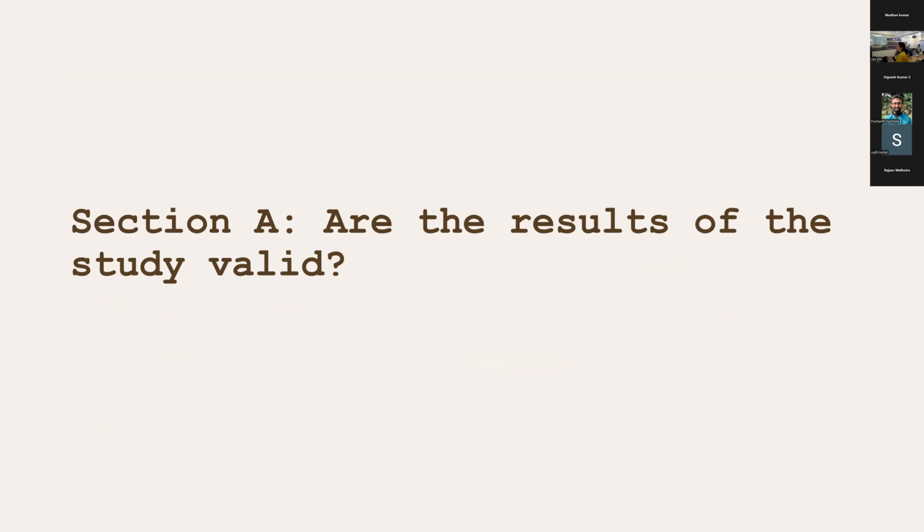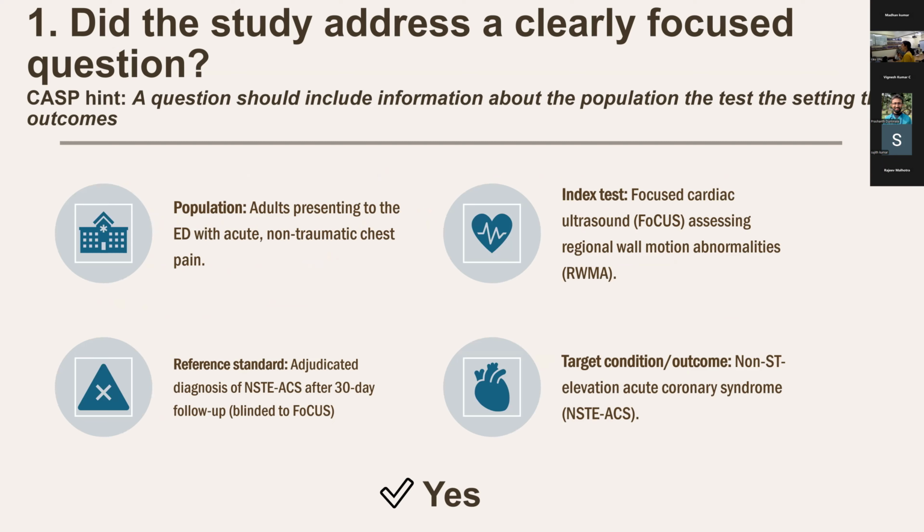So now when we go through the CASP questionnaire, it has divided into 3 sections. The first section is, are the results of the study valid? So you're looking at the internal validity of the study. So the first question is, did the study address a clearly focused question?